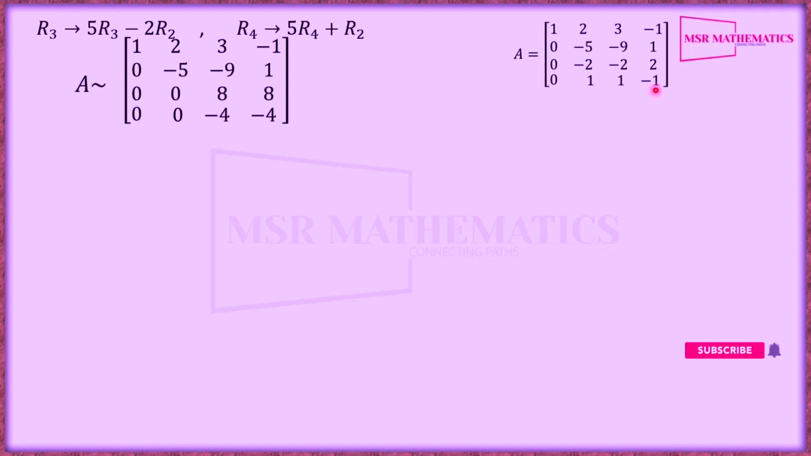Similarly, here R4 is minus 1, R2 is 1. So 5 into minus 1 is minus 5 plus 1. So we get minus 4. So here this value becomes 0.